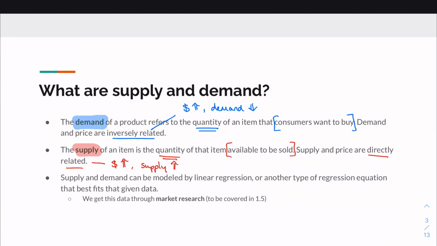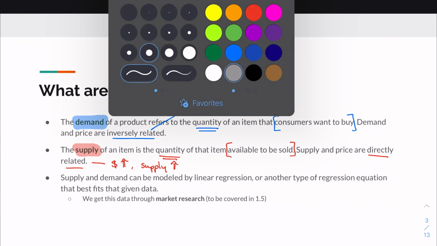You can already start to see the link. This link starts to exist between supply and demand, right? Because the demand drops, which means you have less of them being sold, you have more of them available to sell. So supply and demand can usually be modeled by linear regression.